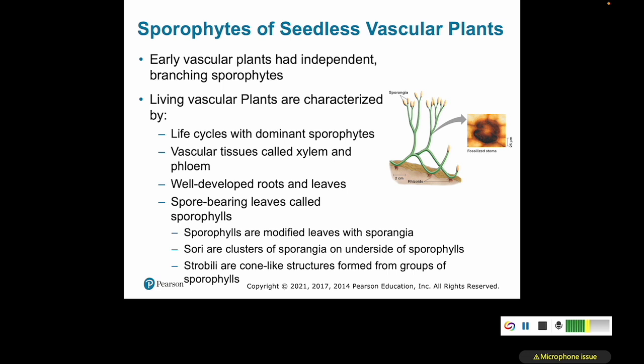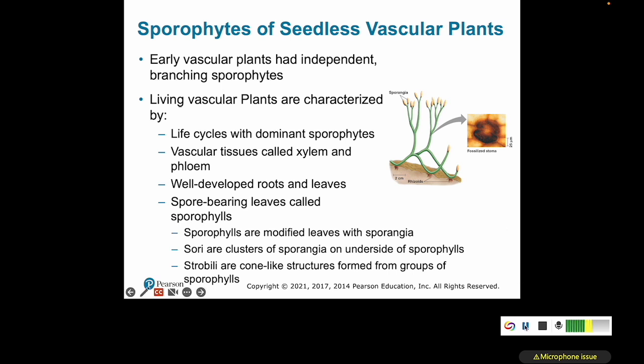The earliest vascular plants had independent branching sporophytes. That's what this picture is showing you. Today, living vascular plants are characterized by several features. One is a life cycle with a dominant sporophyte. This is different than we just talked about our bryophytes. Bryophytes have life cycles that are dominant gametophytes. In our vascular plants, their dominant structures are sporophytes. You probably would not even see a gametophyte unless you were down looking for it. And even in a lot of our vascular plants, the gametophytes are even going to be microscopic.